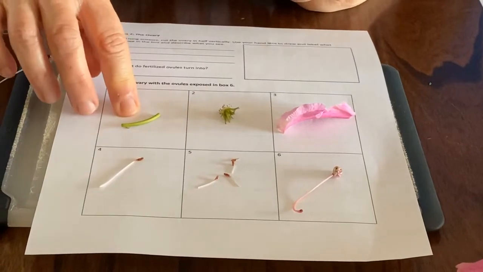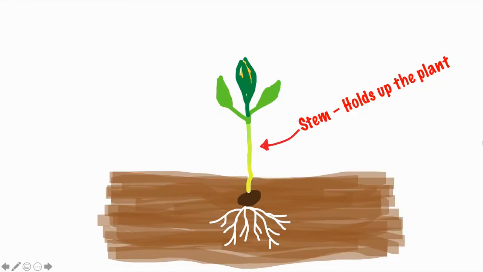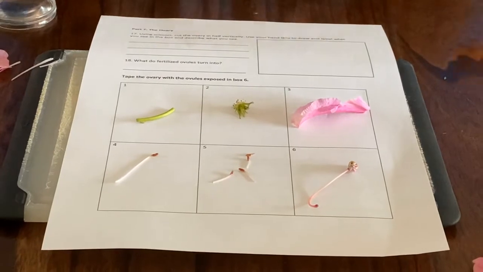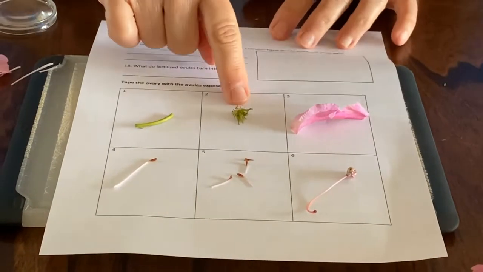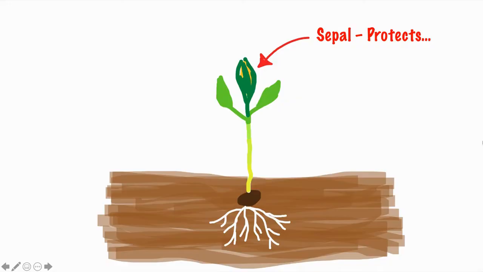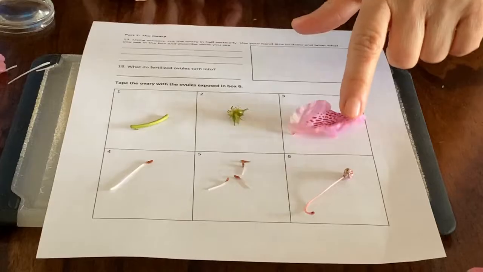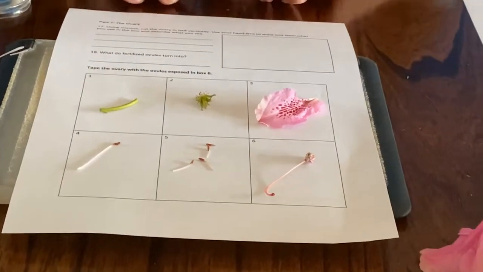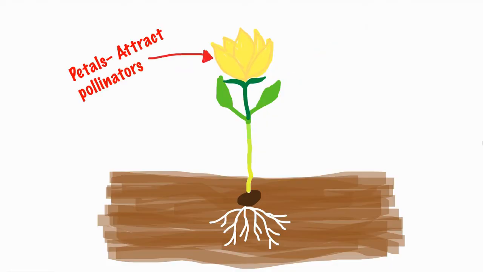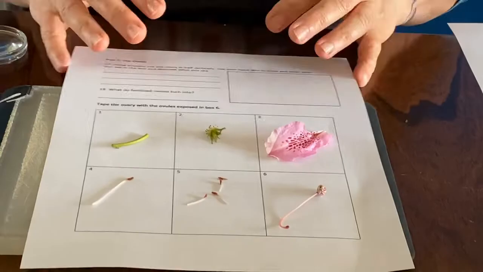The stem holds up the flower, because if the flower was just mush on the ground, then it wouldn't attract anything. The sepals protect the flower, so when it's closed, it's protected, and they also support it as it opens up. We want the petals to be really attractive to animals and insects, so they're either brightly colored or they have a certain smell that attracts them, and maybe the smell's not so good.